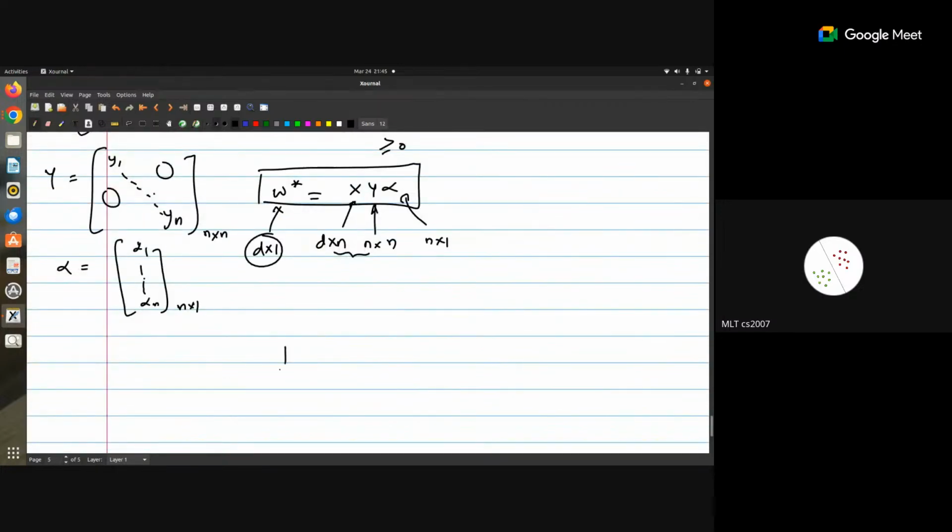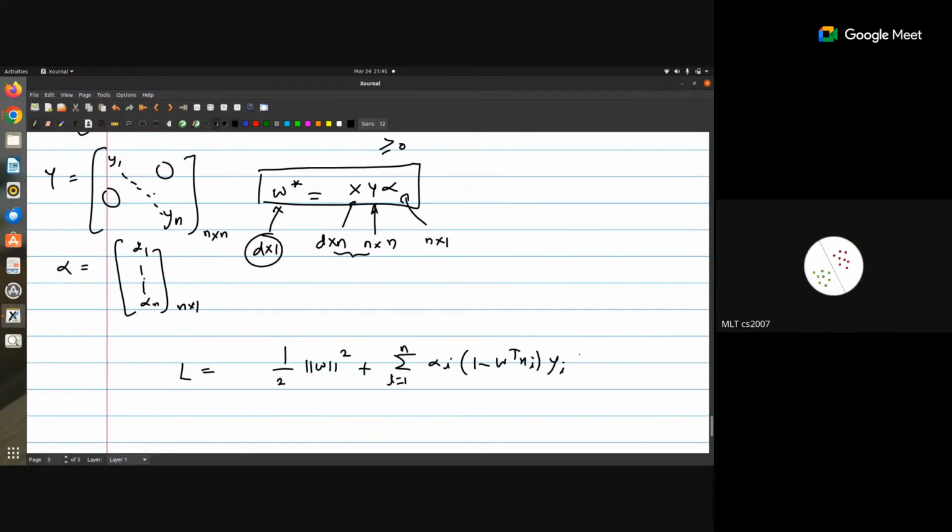What was our objective previously? What is the Lagrange function? The Lagrangian function is half norm of W squared plus the summation of i equal to 1 to n of alpha i into 1 minus W transpose xi yi. Okay, fine. That is okay.